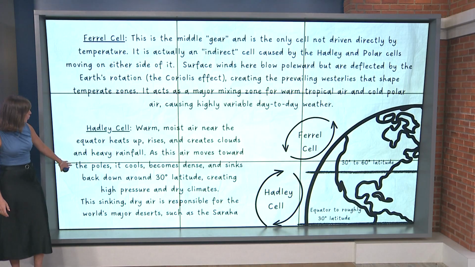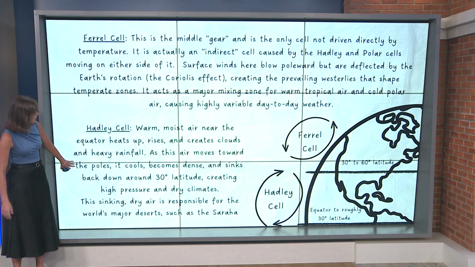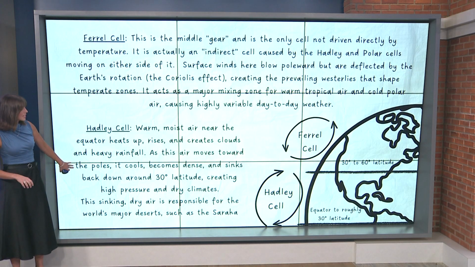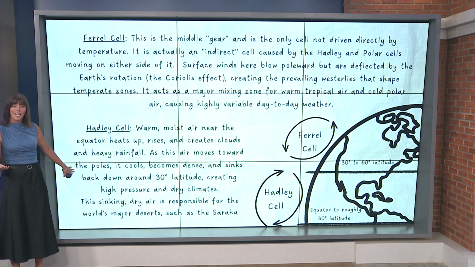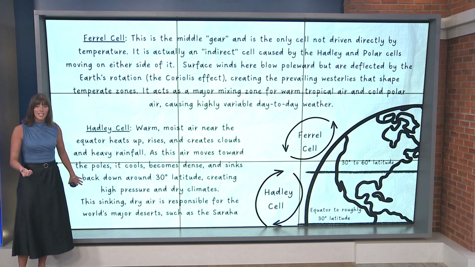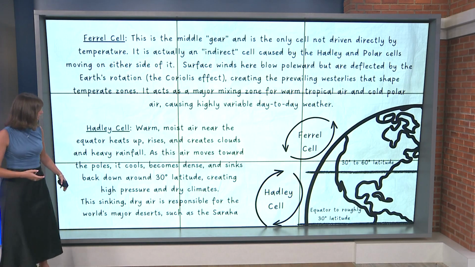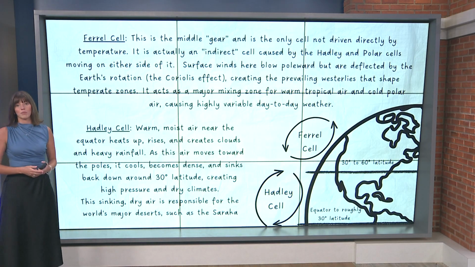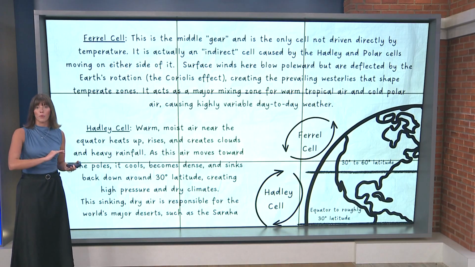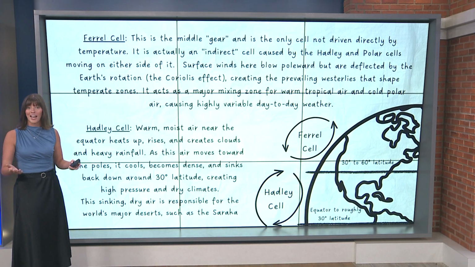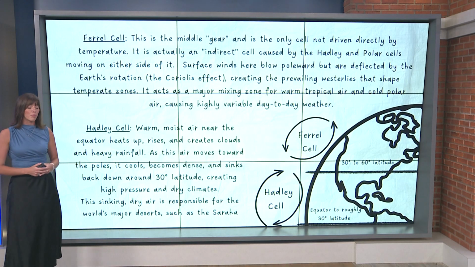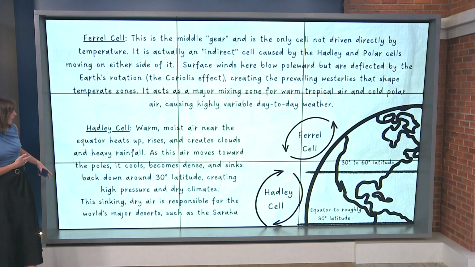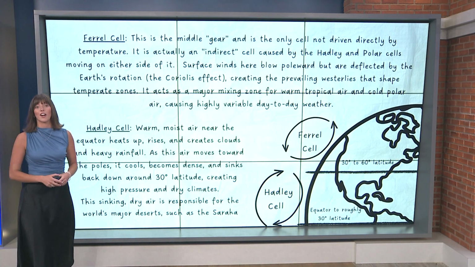As this air moves towards the poles, so it's going to move north towards the poles, it cools and becomes dense and sinks. And we all know what sinking air causes. Sinking air will drop down and cause the dry climates, and it will also cause high pressure systems. That's right around where we've got the Arizona desert, all of that going on. And this is pretty much the main cause of all of our major deserts like the Sahara.